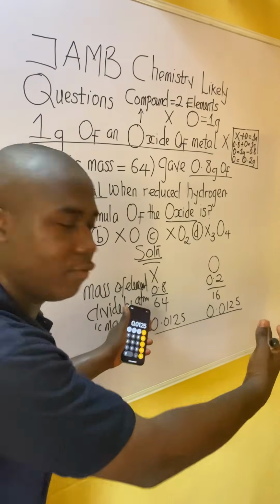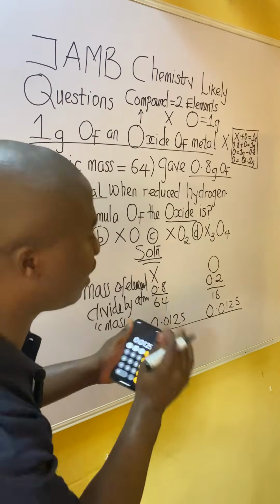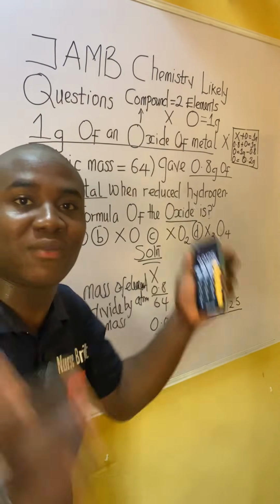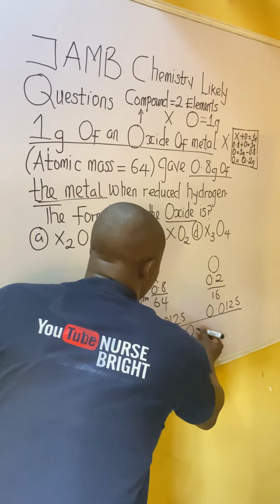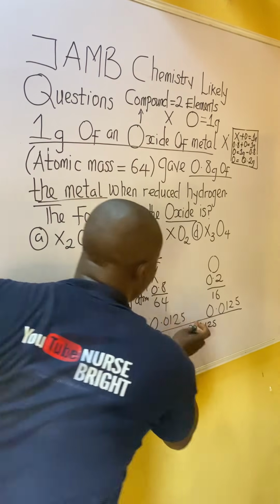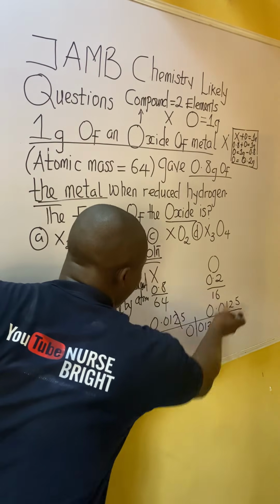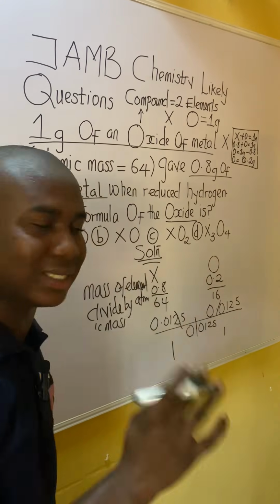So the next step to take to solve questions under empirical formula is to divide through by the smallest. So you are dividing both values you've gotten by the smallest. And from the look of things, both of them are the same, so both of them are smallest. So we divide by 0.0125 still. When this divides this, we are getting 1, all right. When this divides this as well, we are getting 1. Hope you understand.